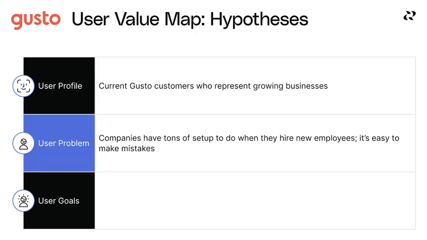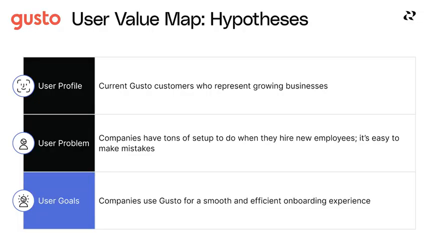The team believes that the primary user problem here is that a ton of setup work is needed to onboard a new employee, so much so that it's easy to make mistakes that ultimately hurt both the new employee and the employer. To address this problem, the team wants to build an onboarding solution that makes it easier for employers to track all the tasks and deadlines necessary to give a new employee a smooth onboarding experience. We'll illustrate how the Gusto team validated these hypotheses throughout this lesson.